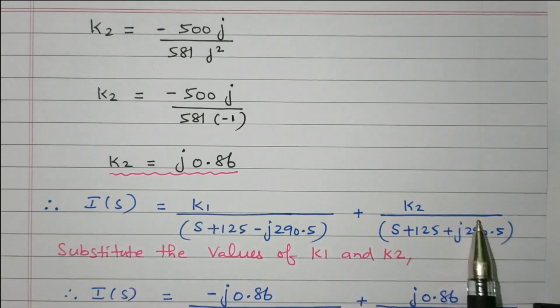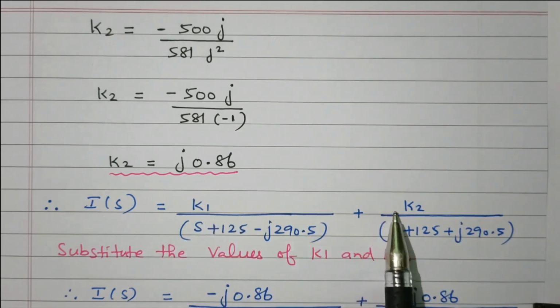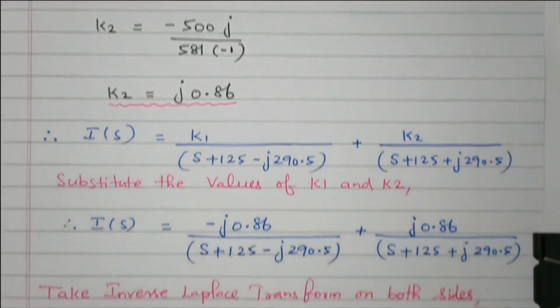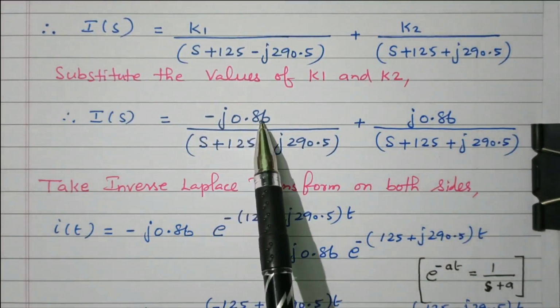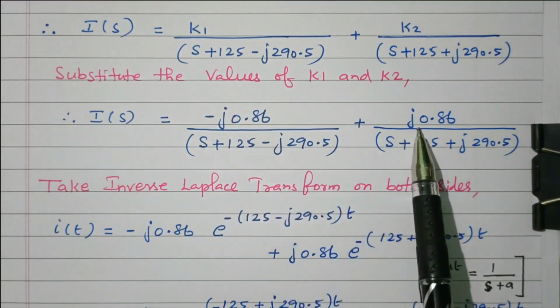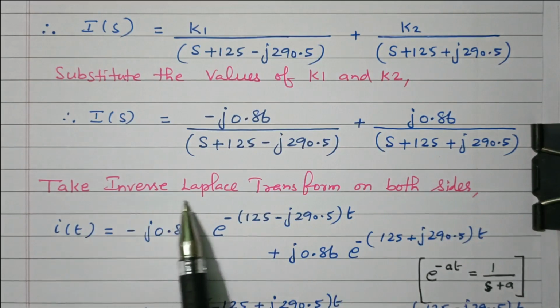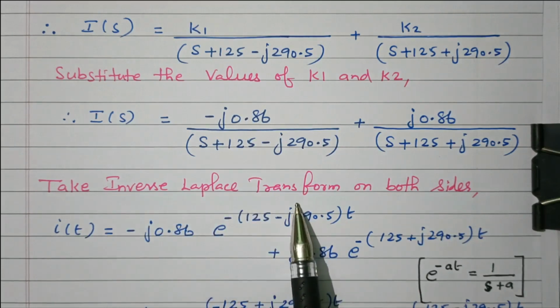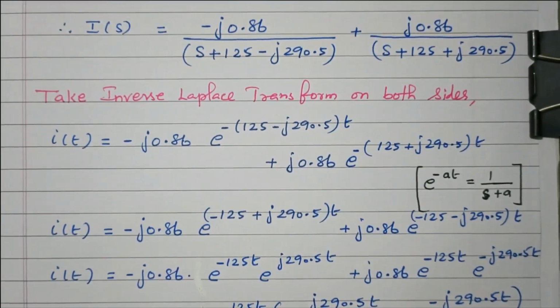This is the equation we are using, the partial fraction technique, K1 by this term. Now we can substitute the K1 and K2 values. After substituting, we got minus j 0.86 divided by this term plus j 0.86 divided by this term. By taking the inverse Laplace on both sides, we will get the transient current. That is our question, we need to find the transient current.